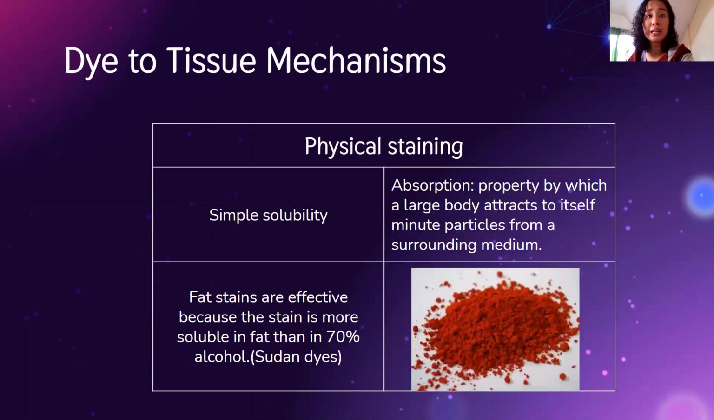And we have physical staining. Simple solubility. So guys, your fat stains are soluble in fat. An example of fat stain are Sudan dyes. And aside from that, we have absorption, the ability to absorb or attract a dye.